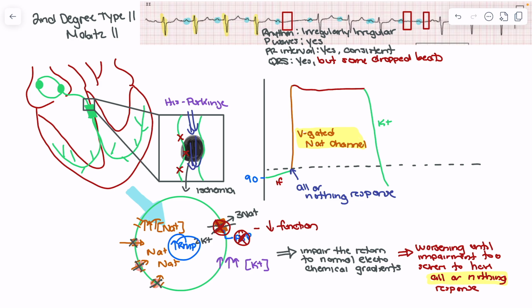So these second degree type 2 blocks can very quickly progress towards bradycardia if we are seeing worsening symptoms. The ischemia is getting worse. We're seeing a much higher resting membrane potential. We're not able to clear our sodium and put our potassium back. We are disrupting our gap junctions. If that consistently gets worse, we can start dropping more and more beats as we aren't able to get back to normal in order to have that all or nothing response.